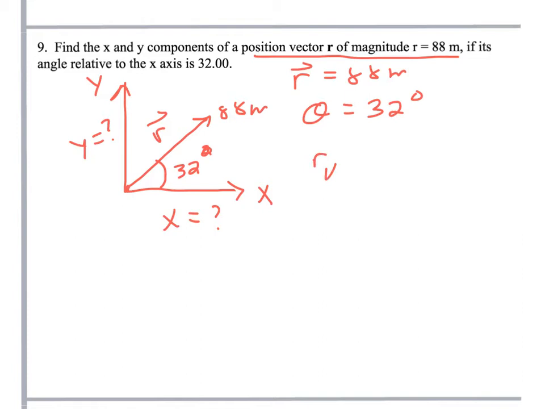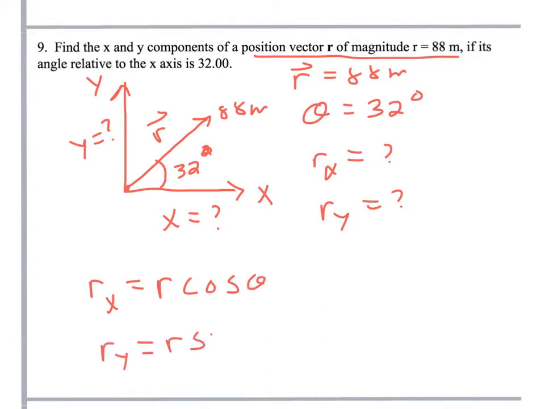We don't know r sub x, and we don't know r sub y. So they're the two things we need to find. So we want to solve for them, and our trigonometry equation from a few slides back is r sub x equals r cosine theta, and r sub y is r sine theta. So we can now plug in. We also know that the magnitude of r is 88.